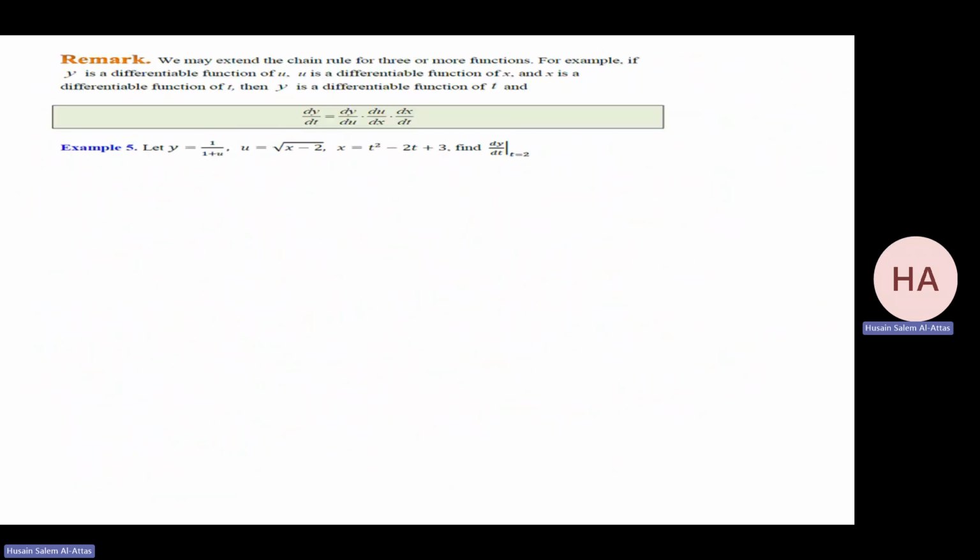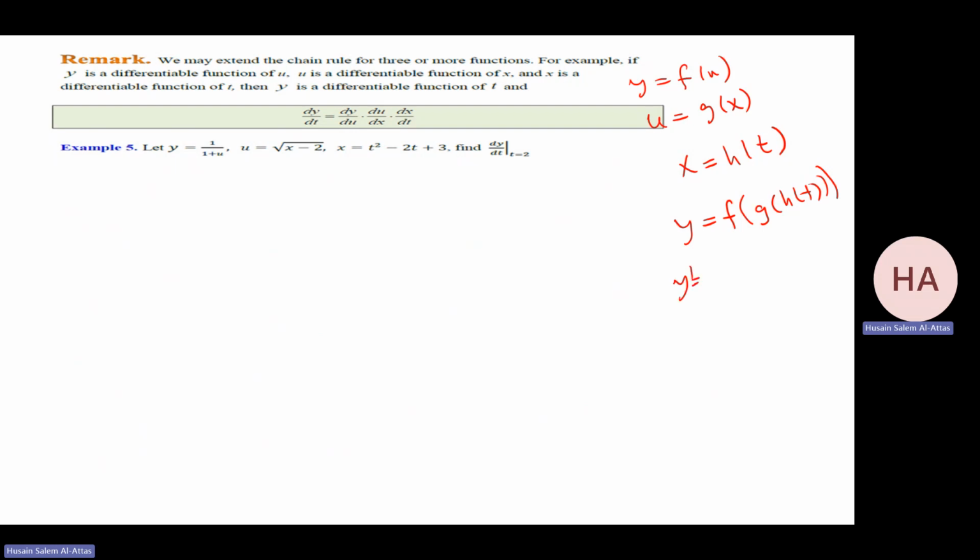So now I have a function of a function of a function. Mixing this, y is a function of u, and u is a function of x, and x is a function of t. So y is a function of g of h of t. So I have a function of a function of a function. So this is what you need to do the same.